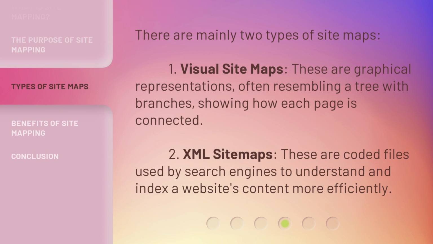There are mainly two types of site maps. 1. Visual site maps. These are graphical representations, often resembling a tree with branches, showing how each page is connected. 2. XML site maps. These are coded files used by search engines to understand and index a website's content more efficiently.